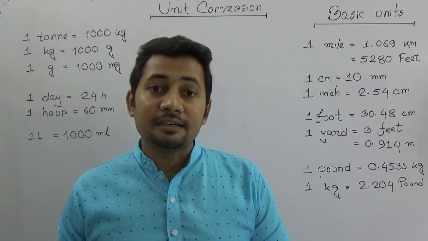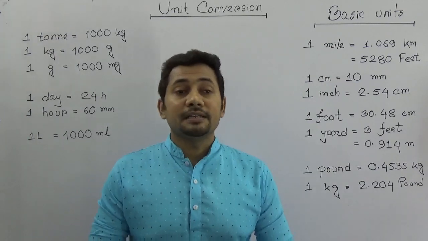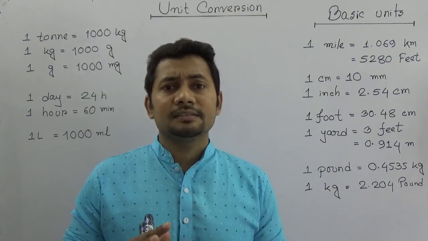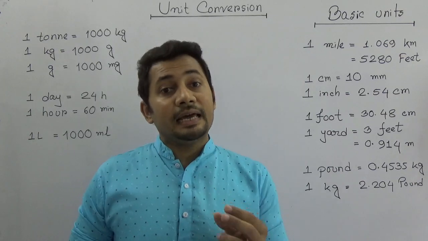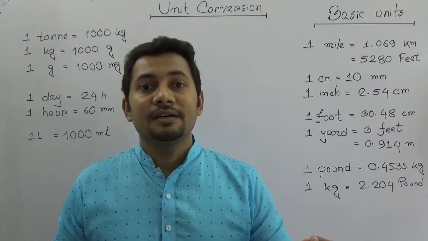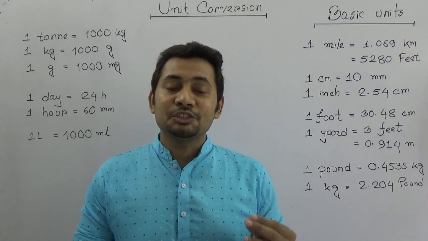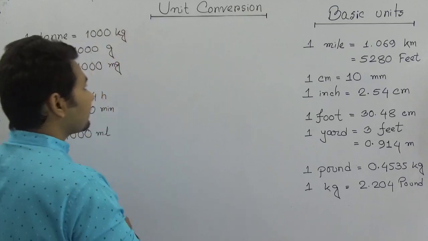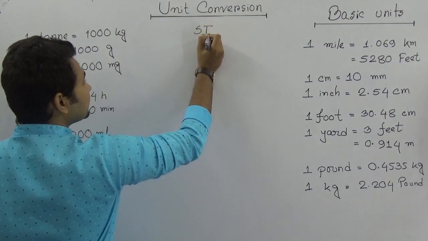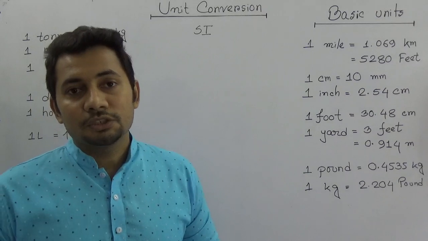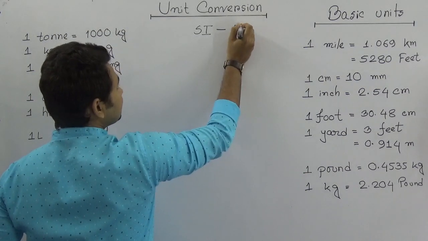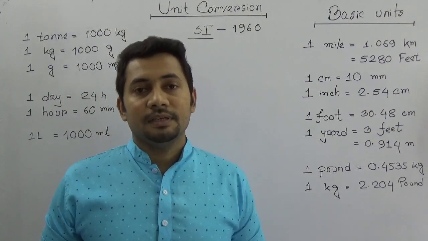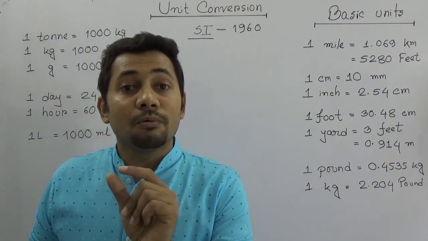Because we studied physical quantities earlier, we know that we need to find the length, the mass, the time and some other basic quantities. As they are quantities, they must have a unit, and sometimes we need to convert that unit because we are following SI units, the International System of Units, which started in 1960. Following these SI units, we have specific units for each quantity.